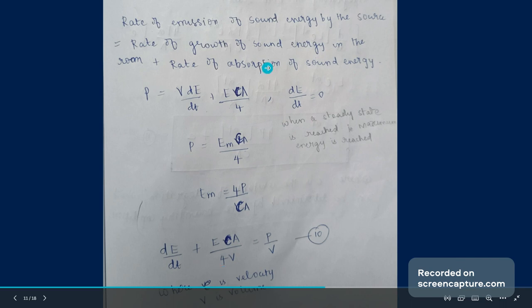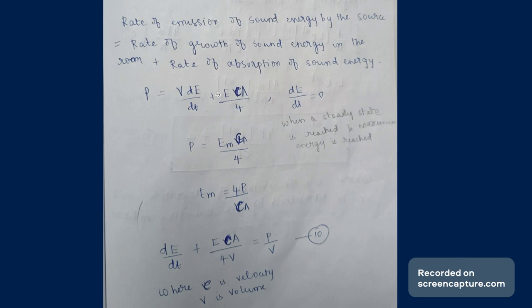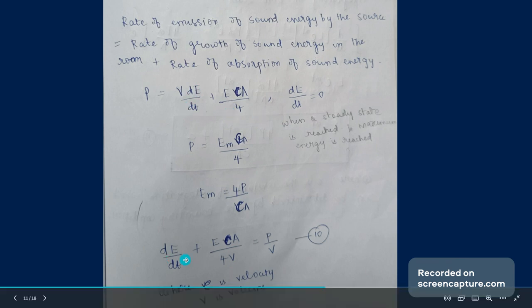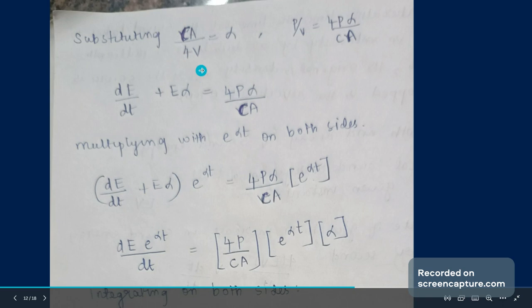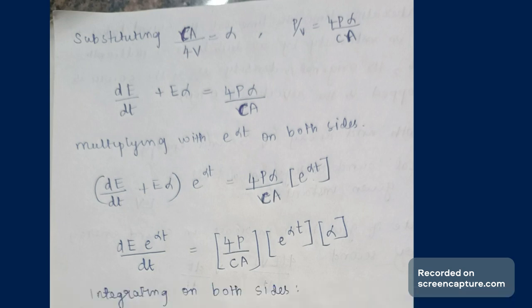And when we substitute it again in this equation, dE by dt plus ECA by 4V, and we are also dividing it by V, which is the volume of the room, it will be equal to P by V. C is the velocity, V is the volume. And we are going to substitute CA by 4V equal to alpha.